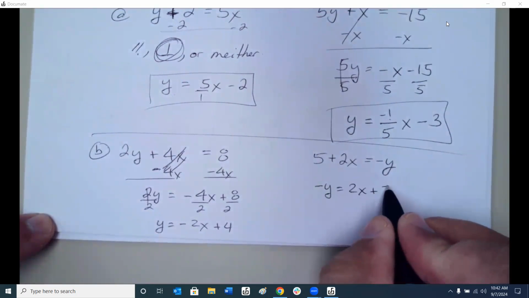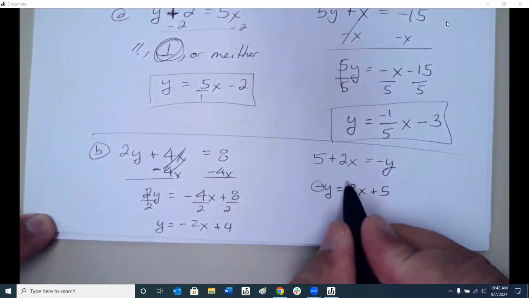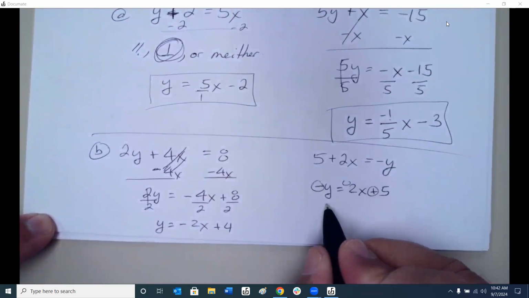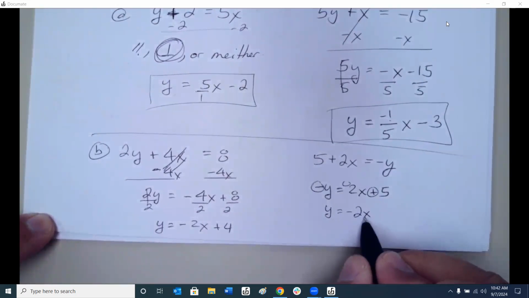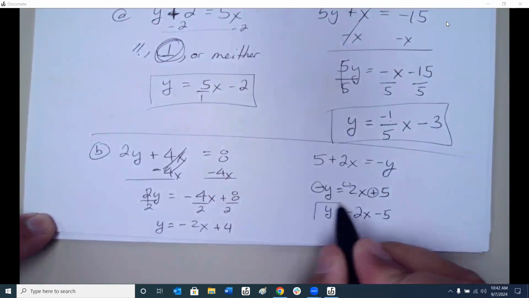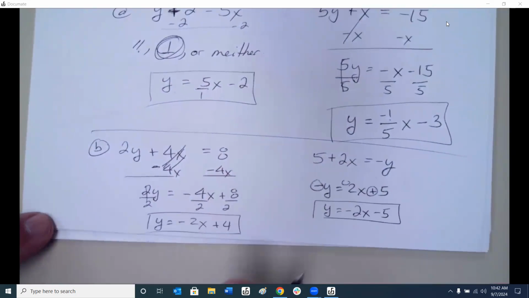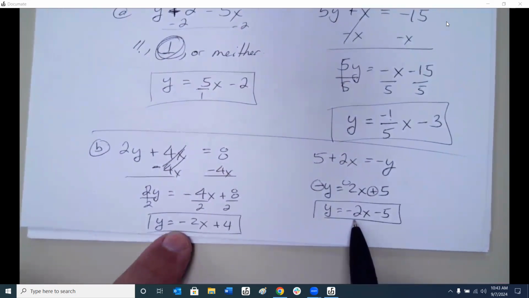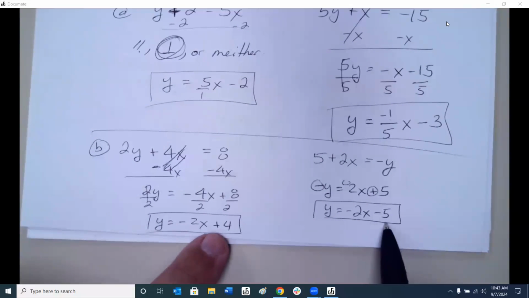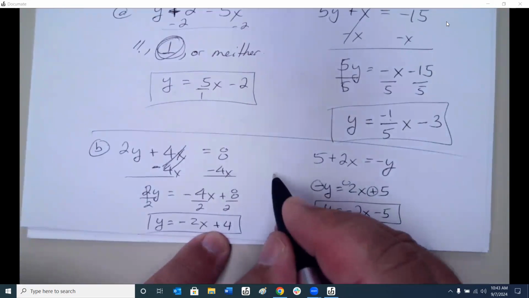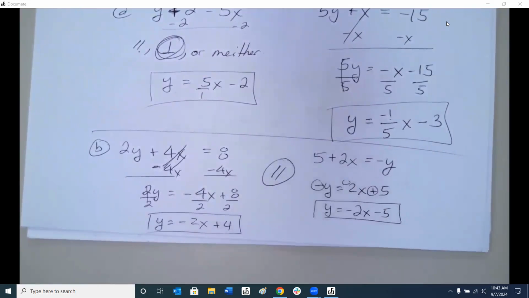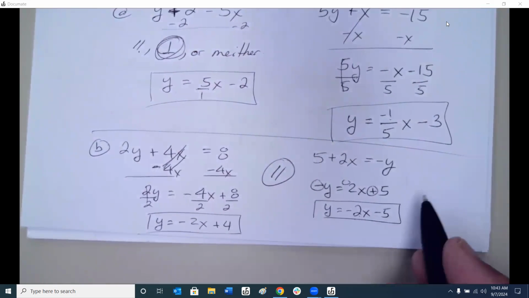This one's almost there already. Just change the signs. So it's y equals negative 2x minus 5. We see the slopes are the same. They're both negative 2 and different y-intercepts. So these two lines are parallel, since the slopes are the same and the y-intercepts are different.